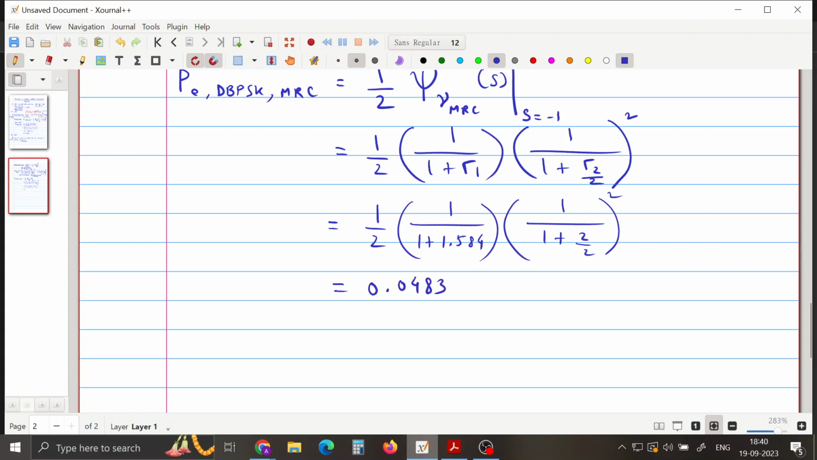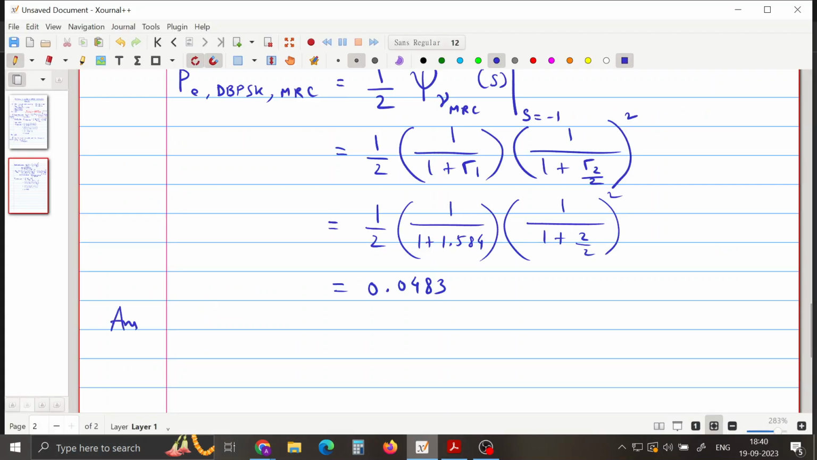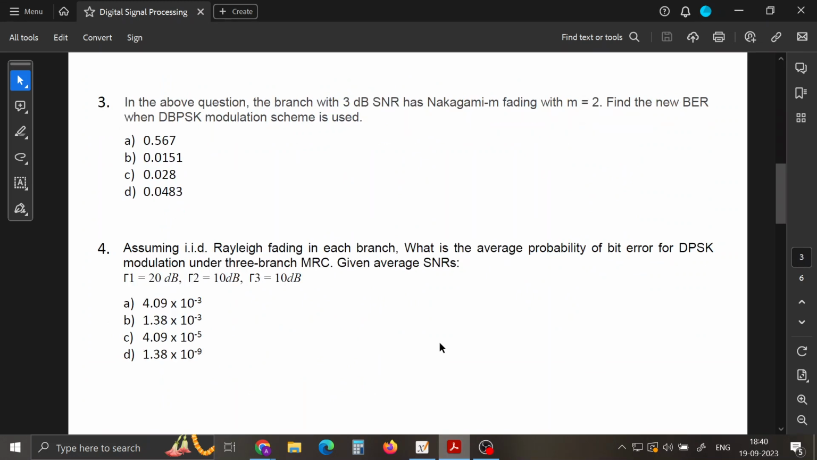0.0483. Okay, 0.0483 is option D. So this is option D, right? Okay, so question 3 is also done.